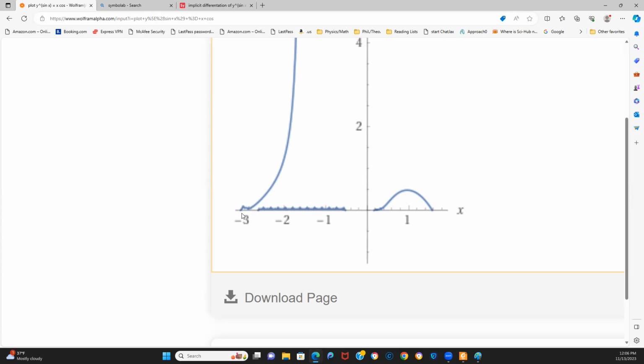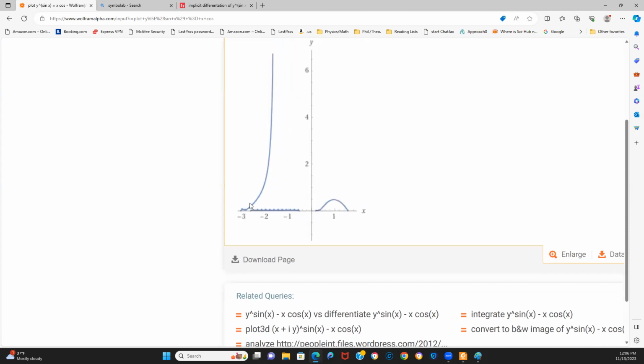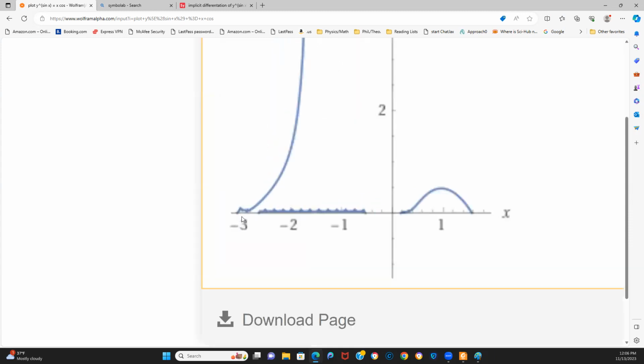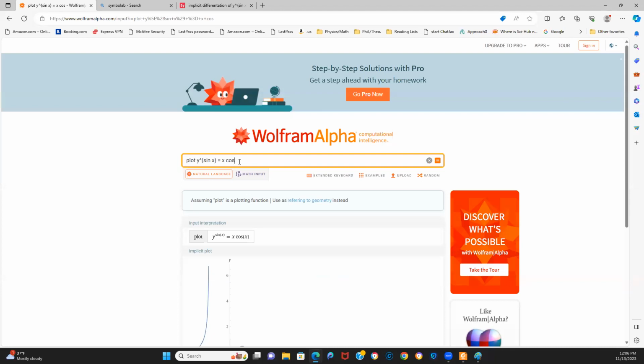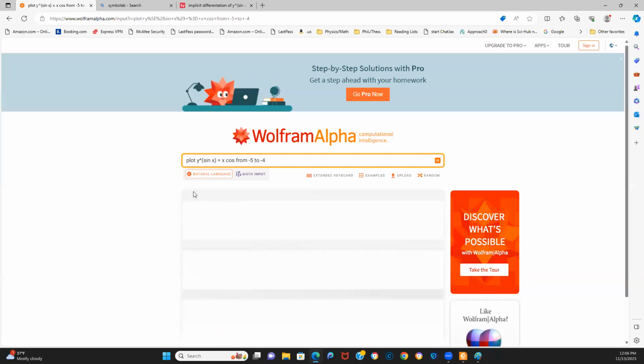So this point right here is roughly negative pi. And the graph is kind of crazy right here. It oscillates. I guess it's reasonable that there's some sort of vertical tangent. So I guess that means we did something right. But let me try plotting it from -5 to -4 again and see what happens. So it actually looked like it worked.